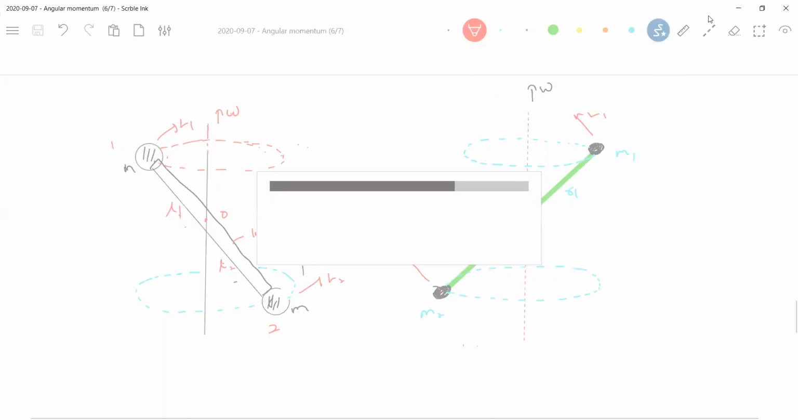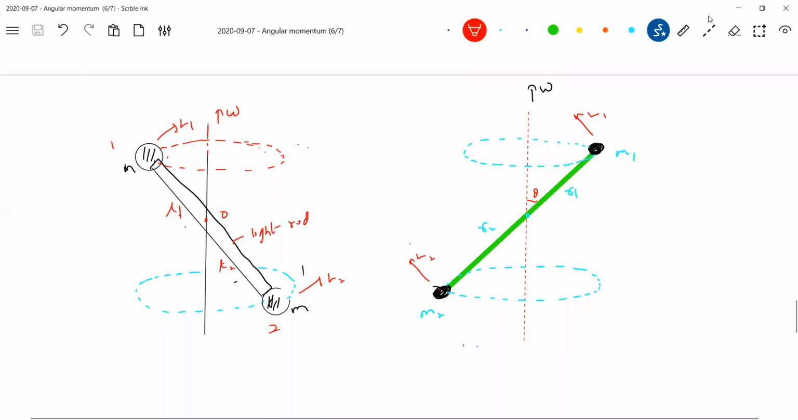Now look at L bar and omega. Are they in the same direction? Need not be. The problem will become more interesting if I call it O1. About O1, the angular momentum will be along omega bar, but this L1 will not be along omega bar. If you calculate angular momentum about O1, this should be the perpendicular and this is the velocity.